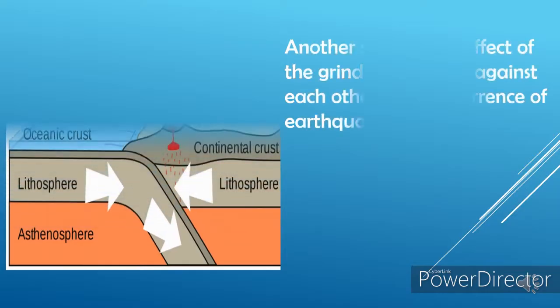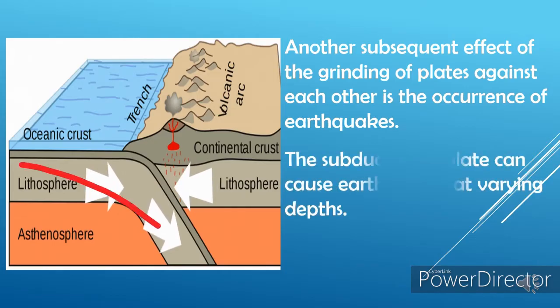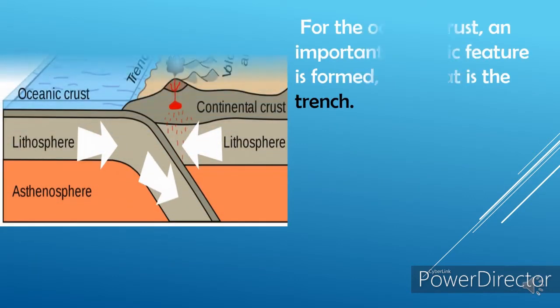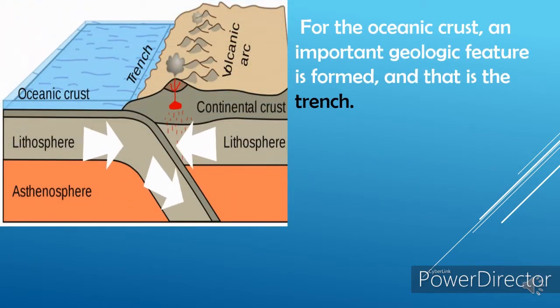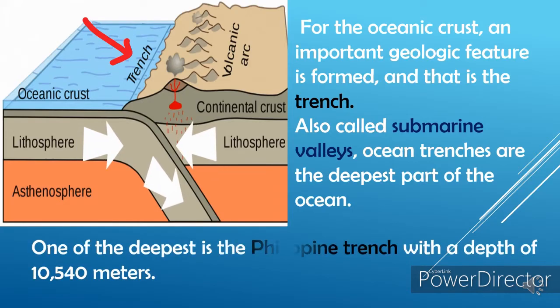Another subsequent effect of the grinding of plates against each other is the occurrence of earthquakes. The subduction of the plate can cause earthquakes at varying depths. For the oceanic crust, an important geologic feature is formed, and that is the trench, also called submarine valleys. Ocean trenches are the deepest part of the ocean. One of the deepest is the Philippine Trench with a depth of 10,540 meters.